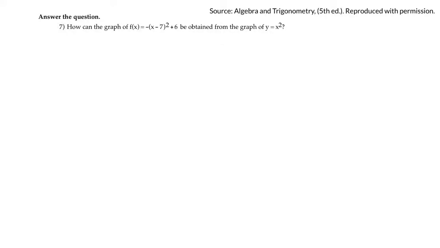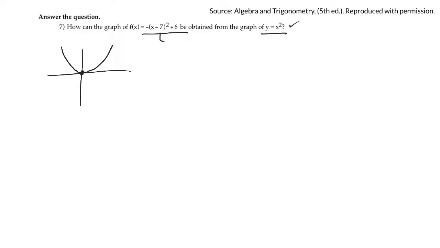Here's four review questions, Math 95 questions. First one, how can the graph of this be obtained from the graph of that? Okay, the graph of this looks like this, something like that. It's a quadratic function with the vertex right on the origin.